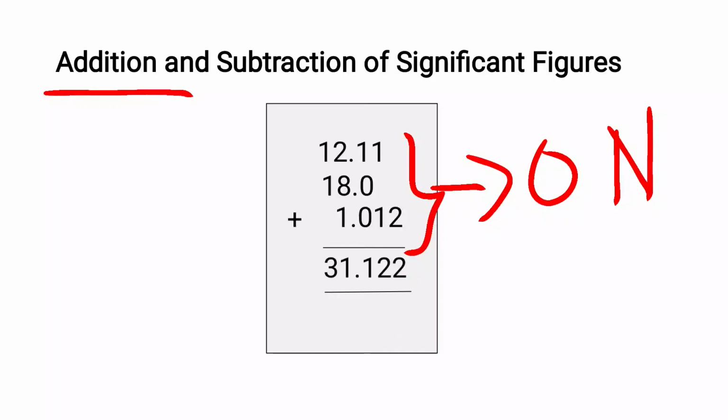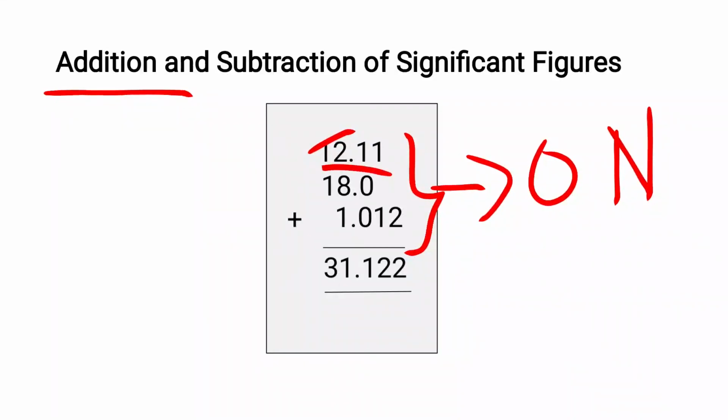Now look at the original numbers and also look which original number possesses the least number of digits after the decimal point. If we look at the first original number, that is 12.11, after the decimal point there are 2 digits. In 18.0, after the decimal point there is only 1 digit. In 1.012, after the decimal point there are 3 digits. So among these 3 original numbers, which one is said to have the least number of digits after the decimal point? It is nothing but 18.0.